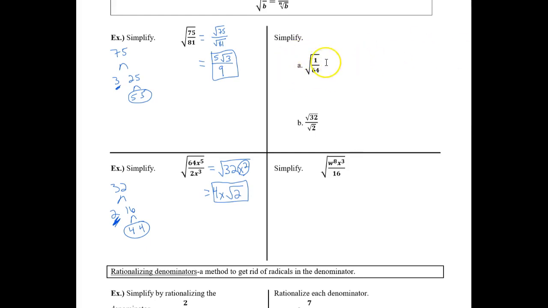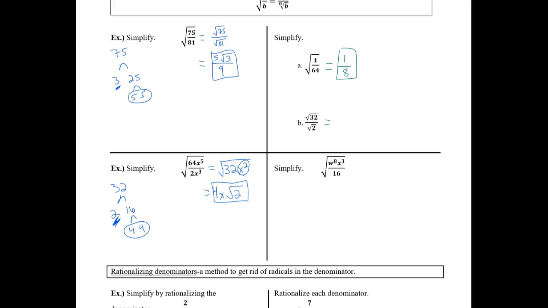Looking at this first example A, it says the square root of 1/64. 1 and 64 are perfect squares. Square root of 1 is 1, square root of 64 is 8, and that's all I have to do.